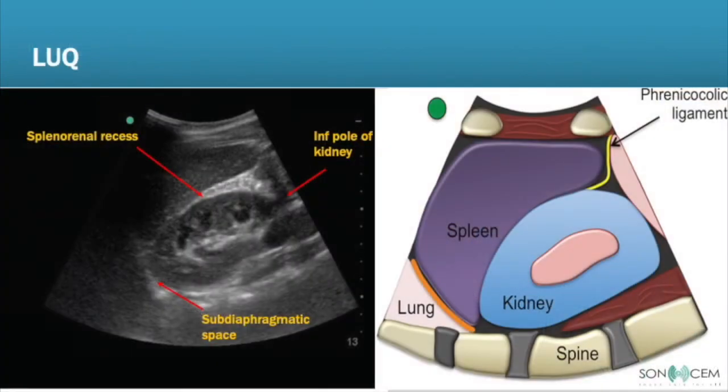This is a still image of the left upper quadrant view. This is the kidney and this is the liver. The recess between the kidney and liver, we call that the splenorenal recess, the inferior pole of the kidney, and this is the subdiaphragmatic space. Because of the presence of the phrenicocolic ligament, the fluid tends to accumulate at the subdiaphragmatic space.